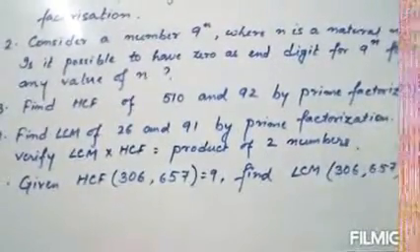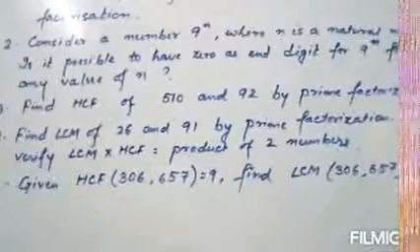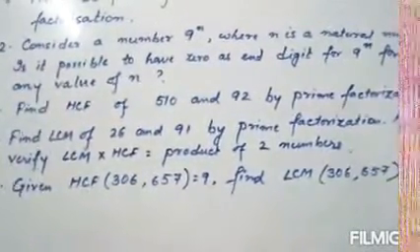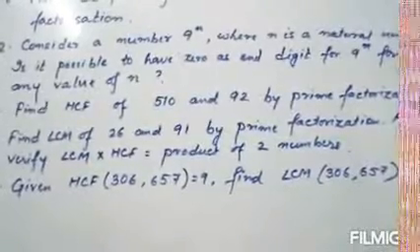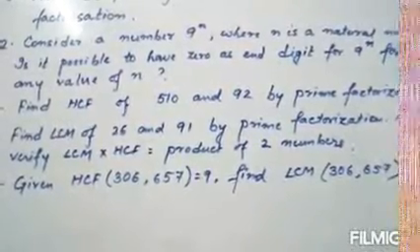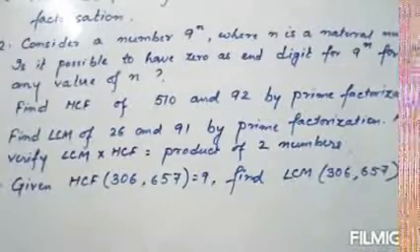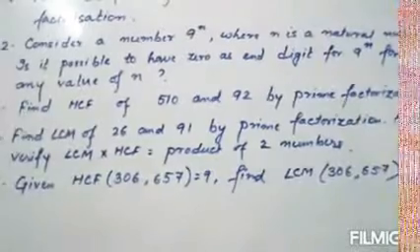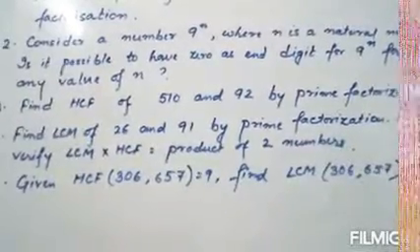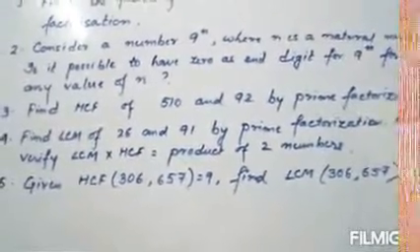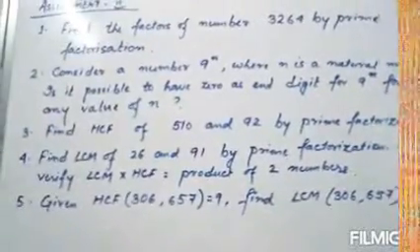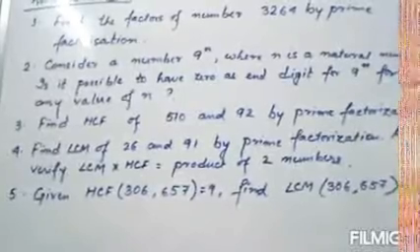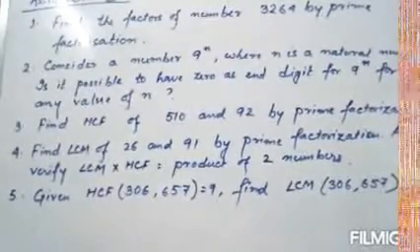And fifth one, the HCF of 306 and 657 is given as 9, and you have to find the LCM. Don't forget the formula I have said. Then two numbers are also given, and from here you have to find it out. So all the best, and we'll be coming up with the next video in the next class.